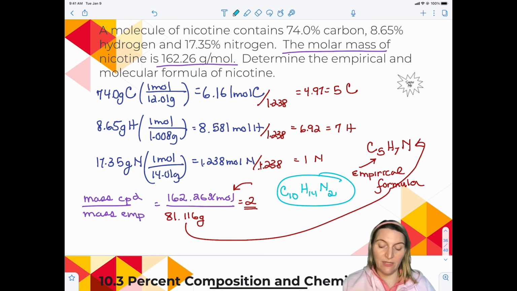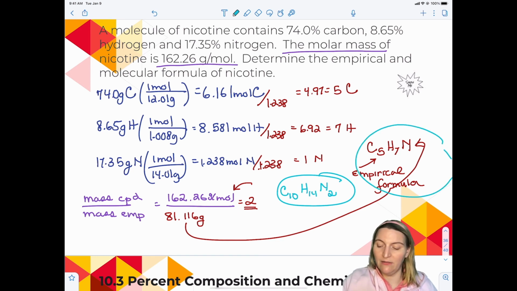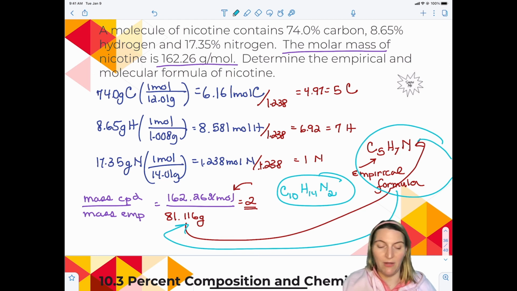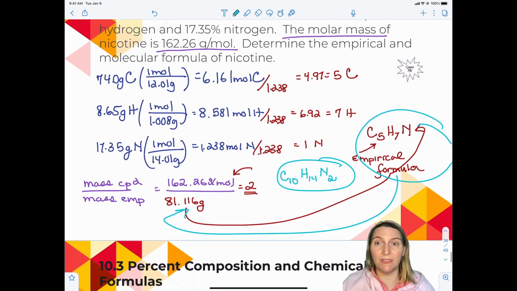Okay, so find the empirical formula. Sometimes, I think on the homework, the first one, I give you the empirical formula. But you find the mass of that, and that's on the bottom. The mass of the actual formula is on top. Divide, and you will get a whole number. And then you multiply all the subscripts by that.